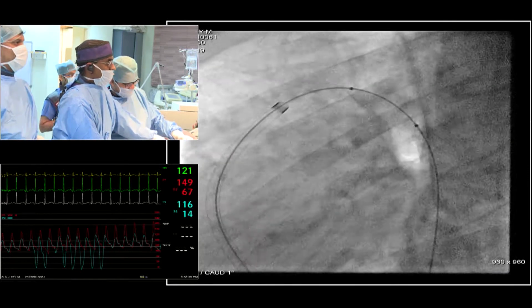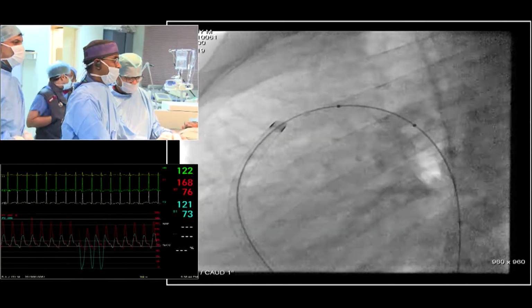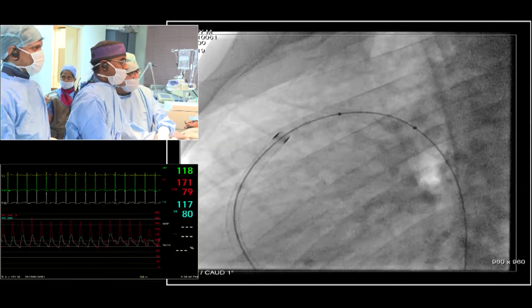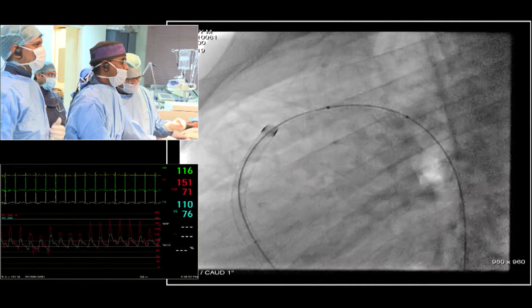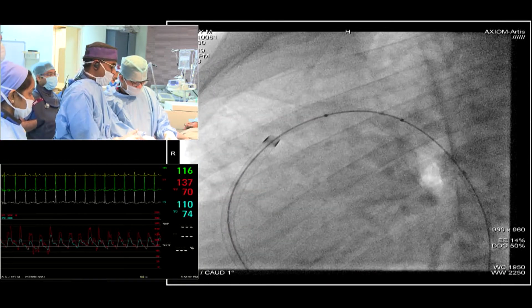So one of the problems that comes up when we are inflating the balloon across a large ductus is that the balloon tends to move repeatedly towards the pulmonary artery, and it is very difficult to get a strict fixation of the balloon.